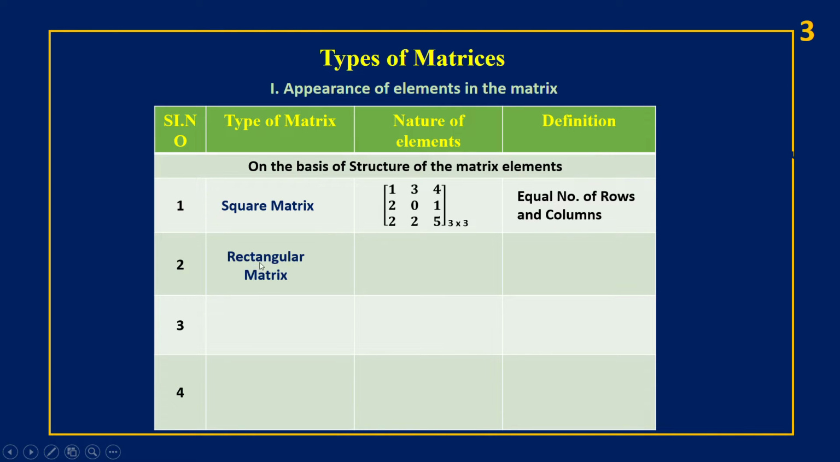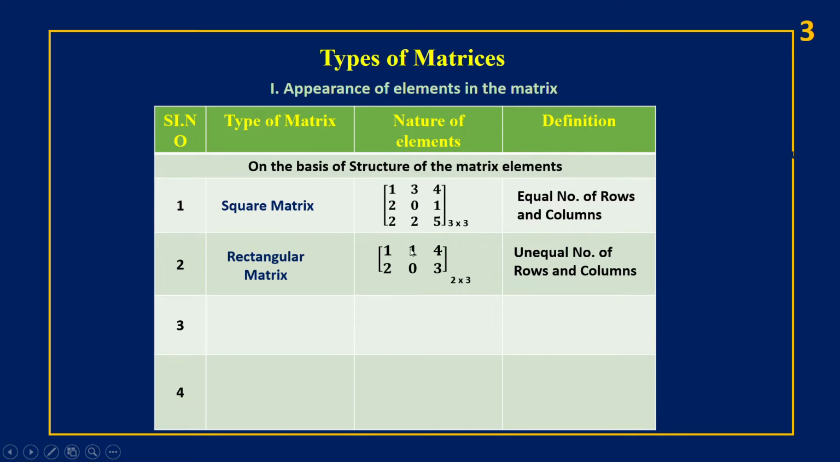And let me take the second type, rectangular matrix. So we know about the rectangle shape. A rectangle is a shape which has equal opposite sides. That is, opposite sides are equal. Here, for example, I have taken a 2 cross 3 matrix. A 2 cross 3 matrix means 2 rows and 3 columns. This matrix consists of 2 rows. This is the first row, this is the second row, and 3 columns.